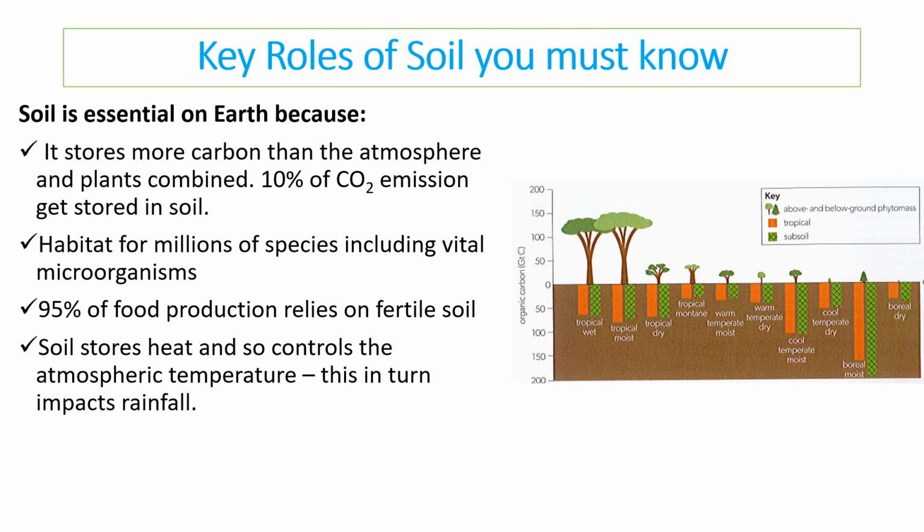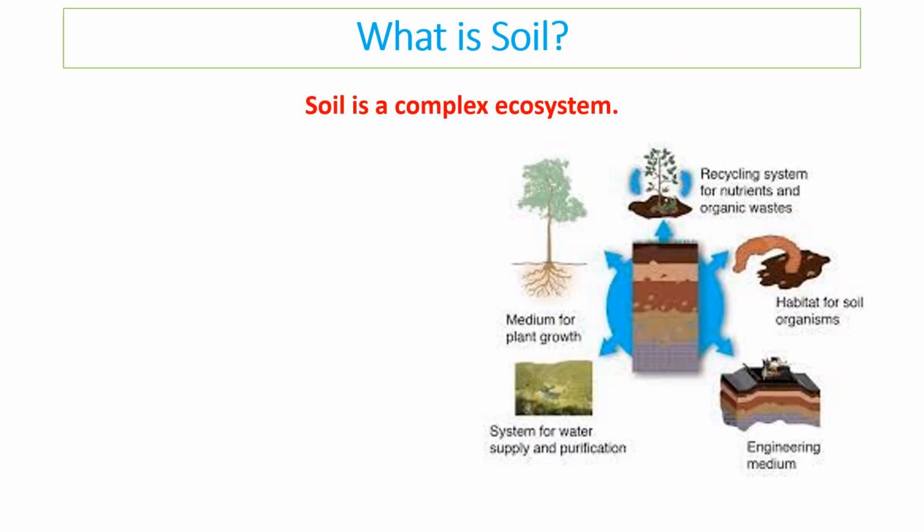So in terms of levels, soil stores more carbon than the atmosphere. 10% of carbon dioxide emissions get stored in the soil. It's habitat for millions of species, including vital microorganisms. 95% of all the food we produce is produced by fertile soil, and the soil stores heat and can actually control the Earth's temperature, which therefore affects rainfall. So you need to understand that soil is a complex ecosystem.